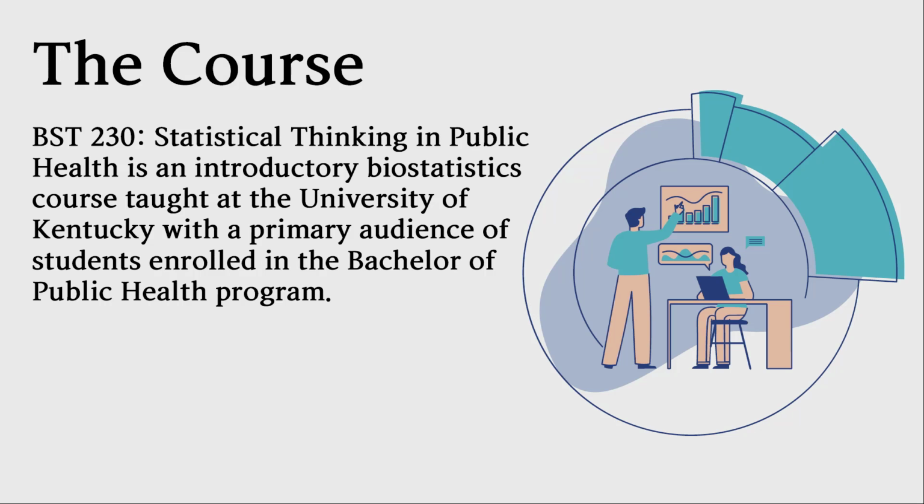BST 230, Statistical Thinking in Public Health, is an introductory biostatistics course taught at the University of Kentucky with the primary audience of students enrolled in the Bachelor Public Health program. BST 230 provides students with an introduction to statistical concepts that are important for solving real-world public health problems. Topics covered in the course include data visualization, summary statistics, statistical inference, study design and data analysis, and strategies for articulating and evaluating claims using statistical constructs.